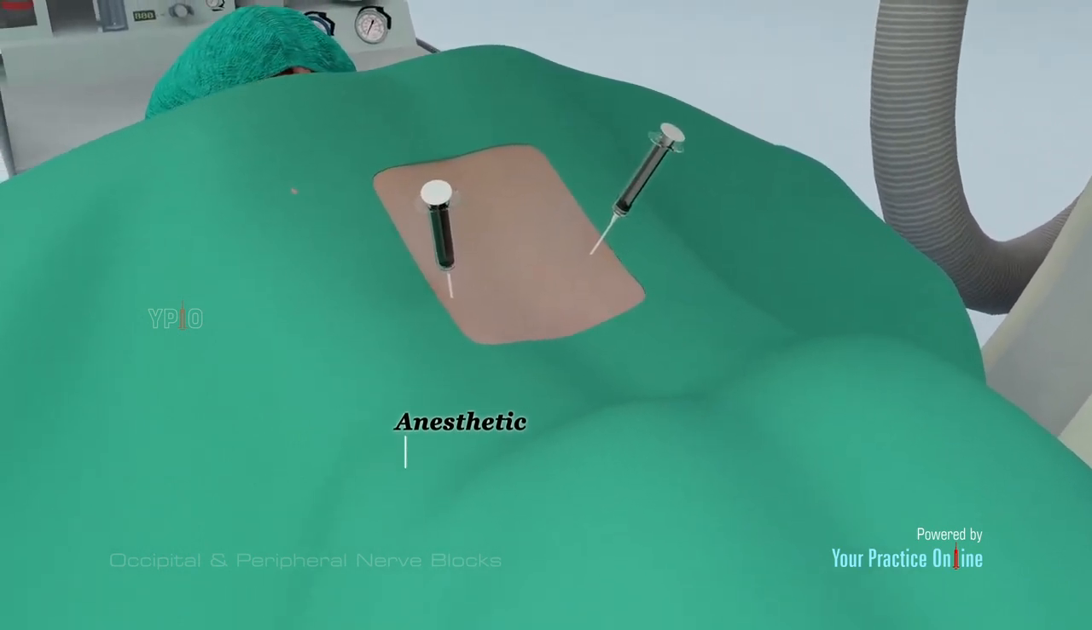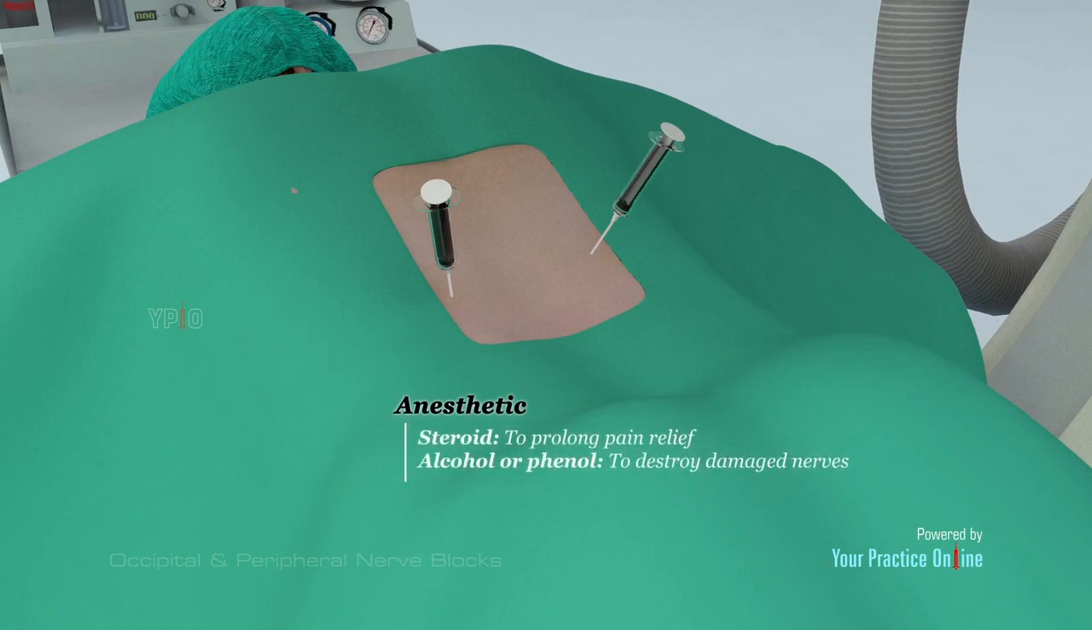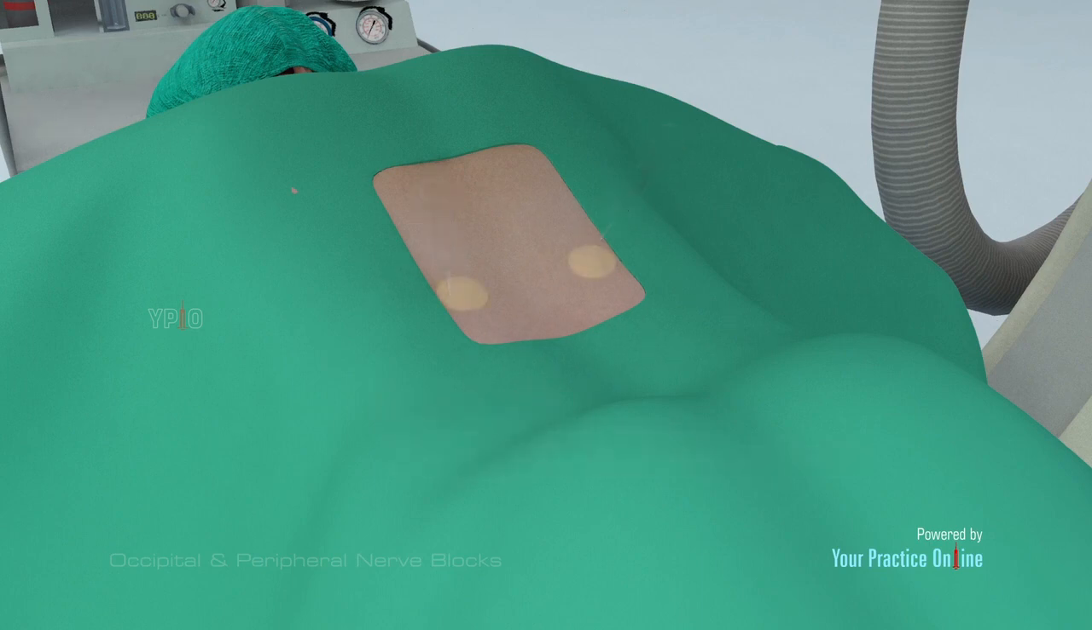Sometimes the anesthetic is combined with a steroid to prolong pain relief, or alcohol or phenol to destroy damaged nerves. Once the medication has been injected completely, the needle is removed and a bandage is placed. The entire procedure takes about 10 to 30 minutes.